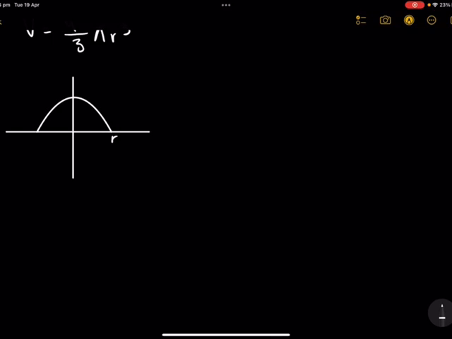Now, if we assume this is positive r, the radius, and this side is negative r, what we can do is imagine this semicircle being rotated about the x-axis 360 degrees, making a sort of spherical shape. There's actually a formula for this.